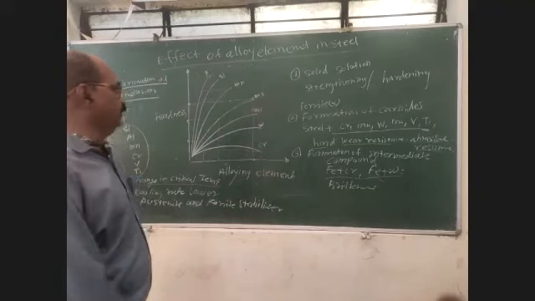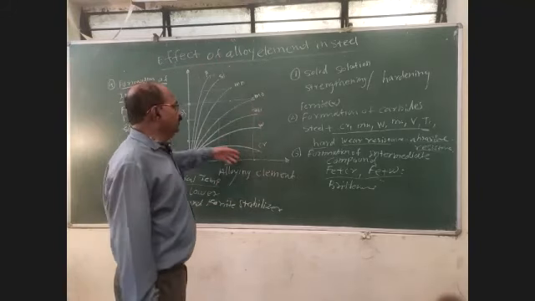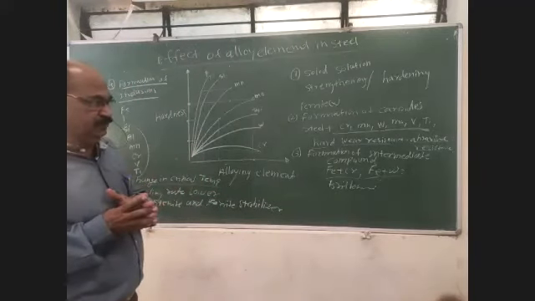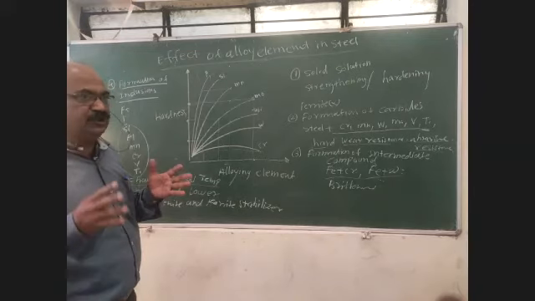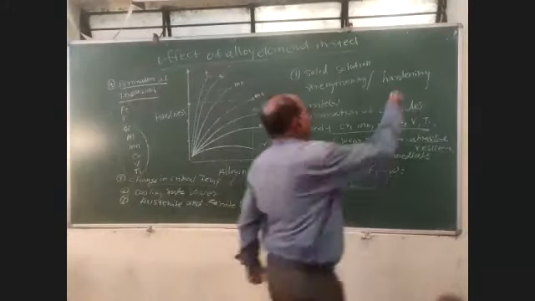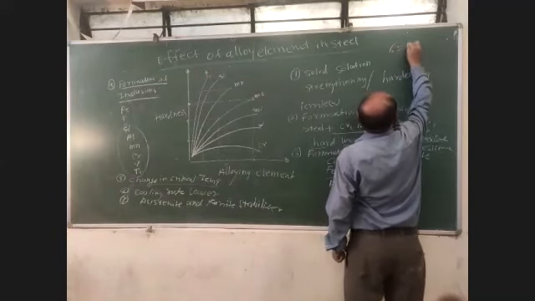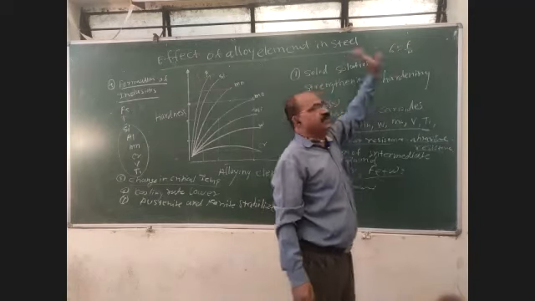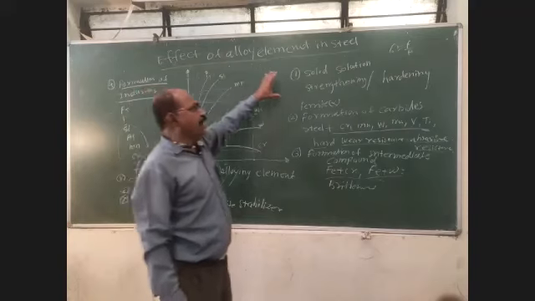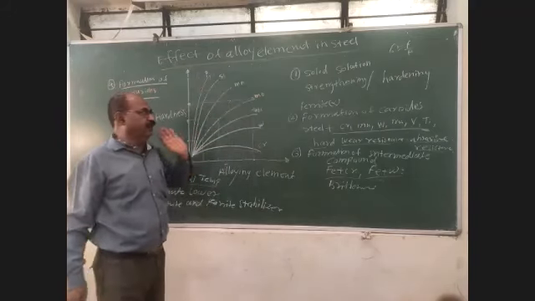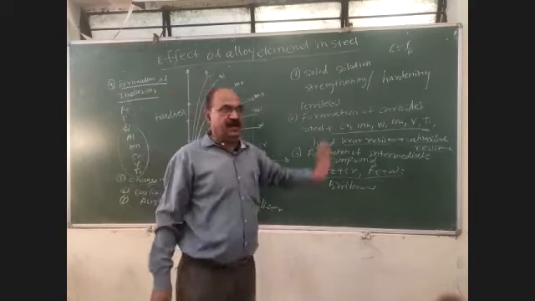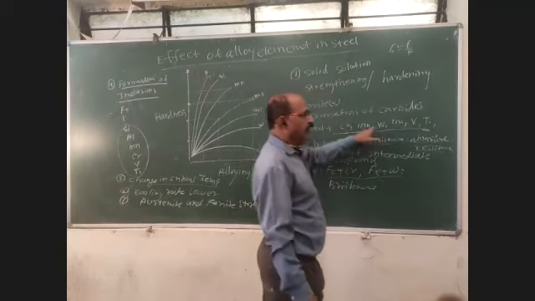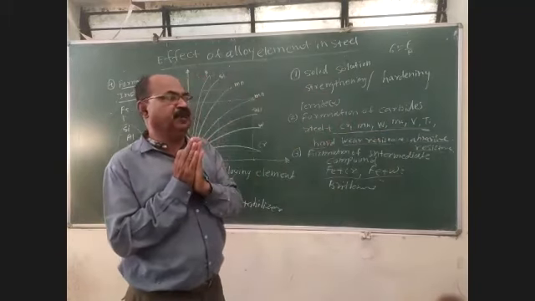Up to a certain point, this is a general statement, by adding this alloying element, whatever solid solution is there, that solid solution strength, tensile strength increases. So what is the formula for tensile? Sigma equals force upon area. Force upon area is tensile stress. This tensile will increase by adding this alloying element. This is the first step. Second, formation of carbides. If we add this element to steel, you will get formation of carbide.